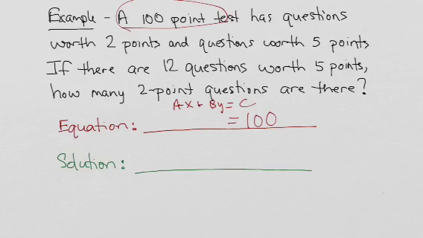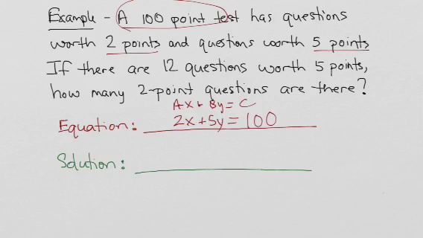Now there should be two different things being added together here. We've got questions worth 2 points and questions worth 5 points. So we have 2-point questions added to 5-point questions. That's their value. Now, the second sentence is what's giving us the second piece. If there are 12 questions worth 5 points, how many 2-point questions are there?